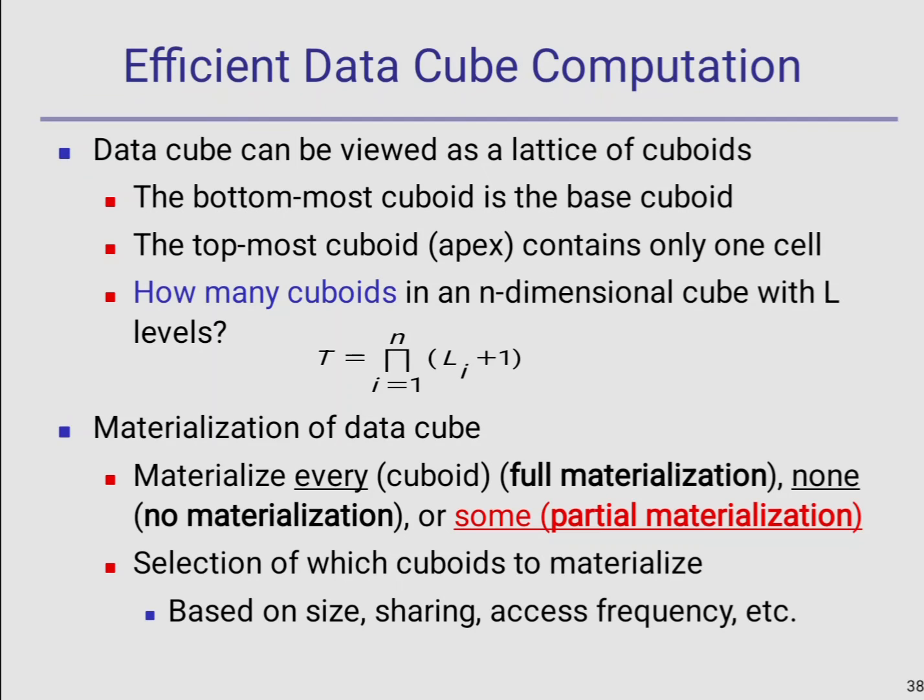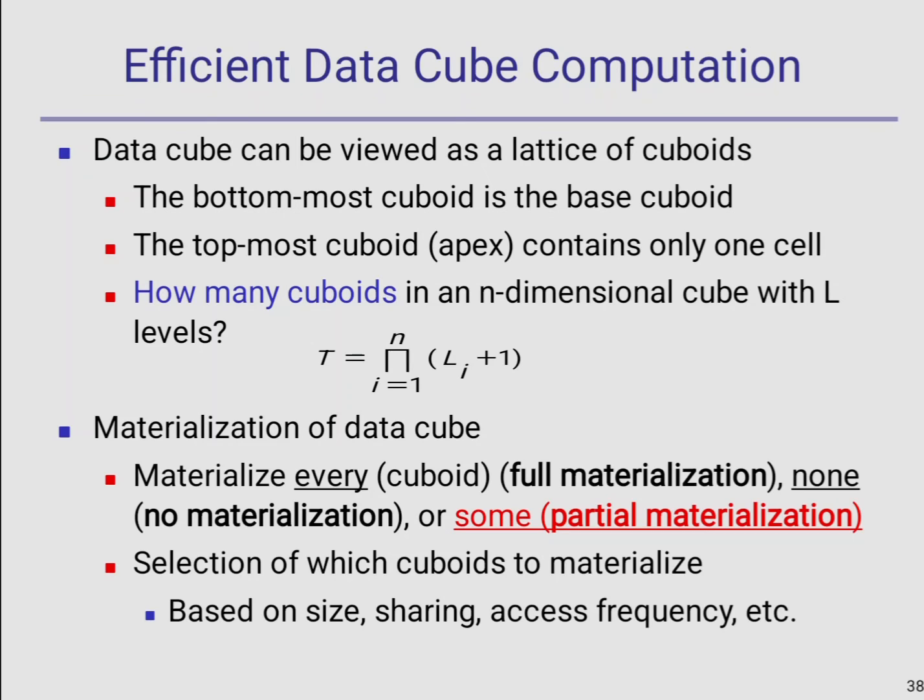If you have an n-dimensional cube, then the total number of cuboids is T = product over i from 1 to n of (Li + 1), where Li is the number of levels in dimension i. So the techniques for materialization of a data cube are: materialize every cuboid (full materialization), no materialization, and partial materialization.